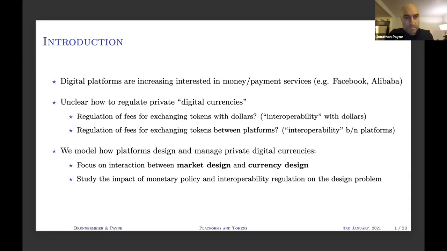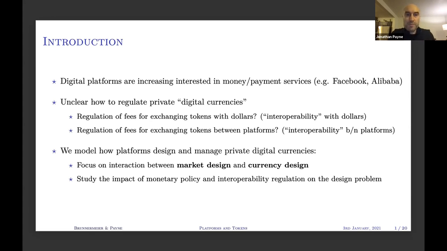The question, though, that Marcus and I think is unclear is how we'd want to regulate the provision of these private digital currencies. And this question of regulation is very much one about interoperability. So we could ask, how do we want to regulate fees for exchanging tokens back into the dollar currency in the economy?